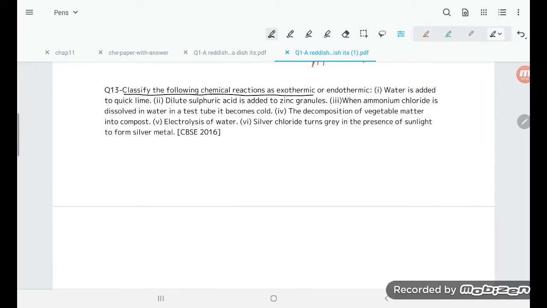Classify the following chemical reactions as exothermic or endothermic. Water is added to quicklime. If you are adding water to quicklime, student, the solution will become hot, right? So this is exothermic. The first one is CaO plus H2O, giving Ca(OH)2 plus heat. So this is exothermic.